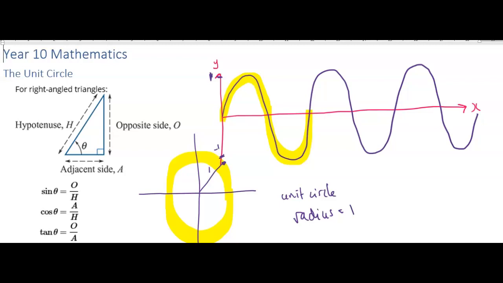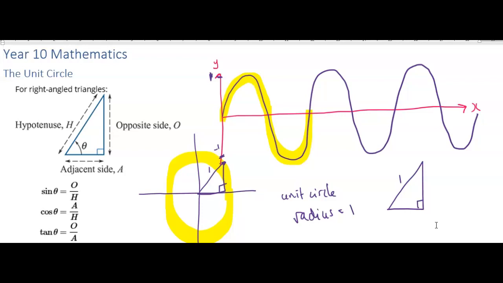Your radius, if we look at your triangle, is 1. And then we go down and across, and down and across. So effectively, we've got a triangle in there. So that triangle will help us find values within our unit circle and values then on our sine graph or a cos graph and eventually your tan graph.